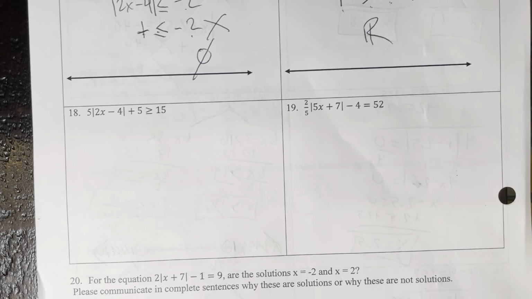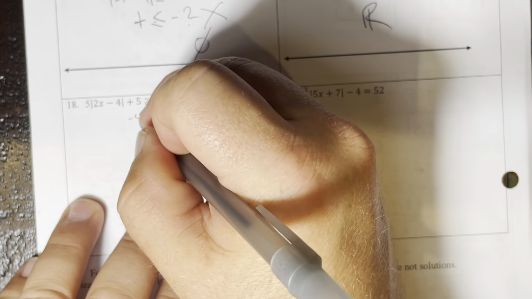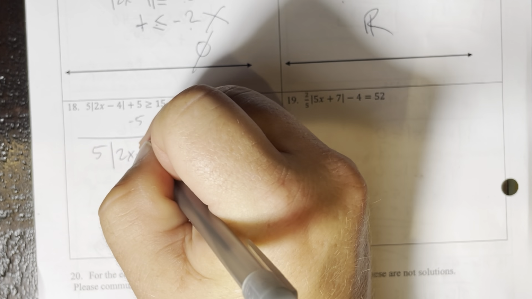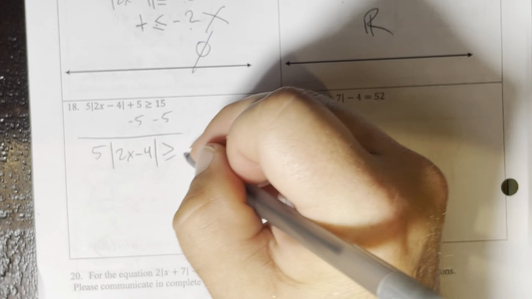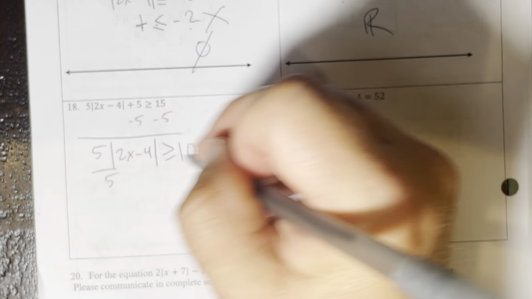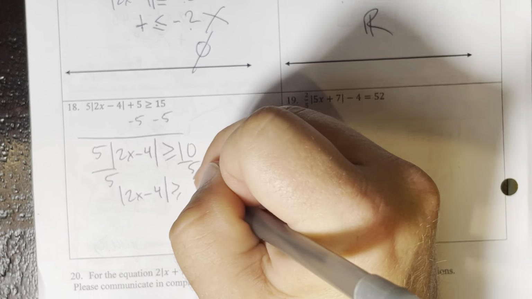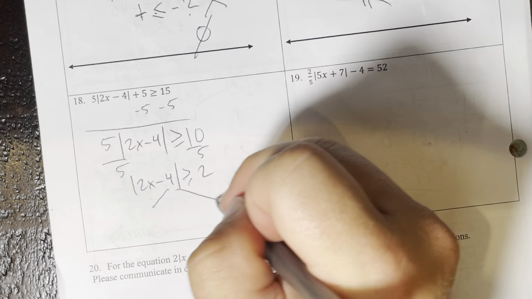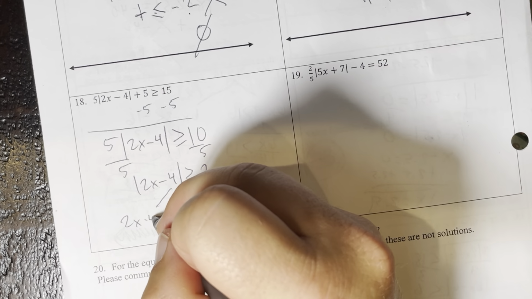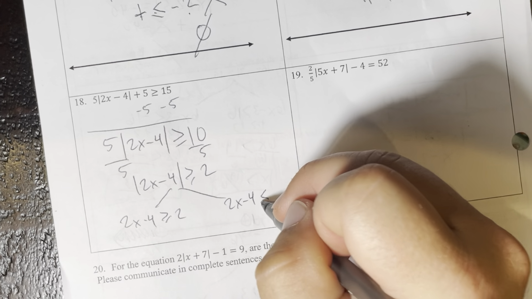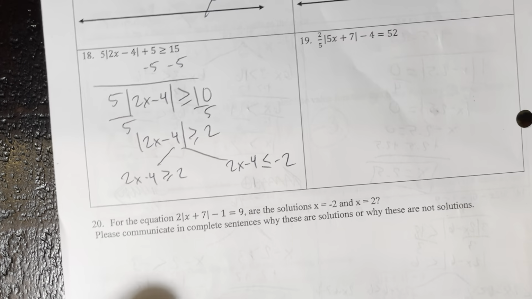Number 18, we'll start off by subtracting 5. We want to get the absolute value all by itself. We'll divide by 5. 2x minus 4 is greater than or equal to 2. And now it's time to split. And so 2x minus 4 is greater than or equal to 2, and 2x minus 4 is less than or equal to negative 2.